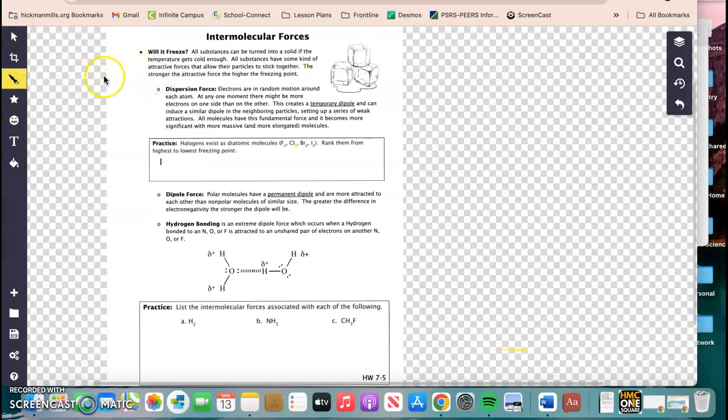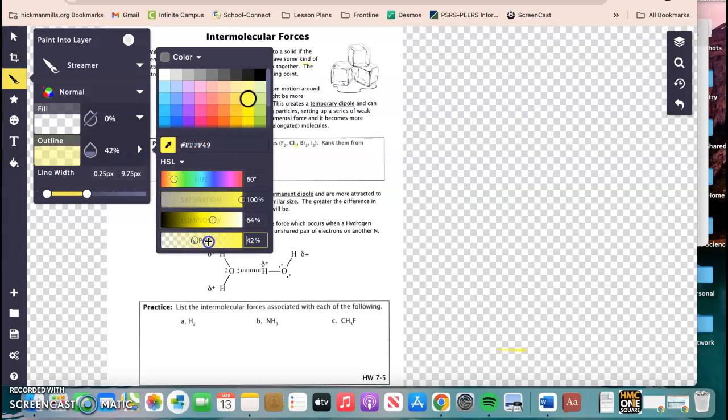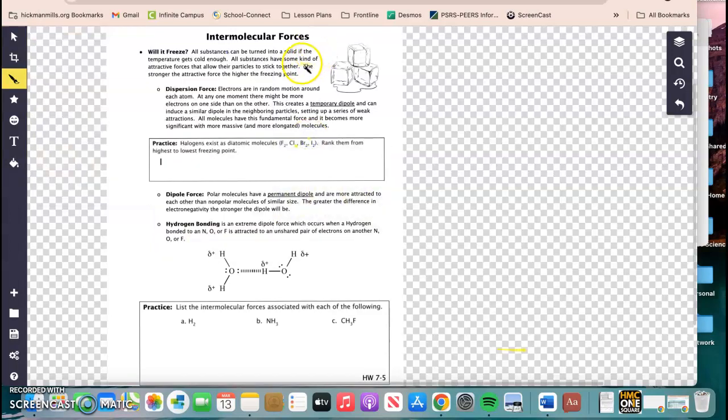And that is just what I'm highlighting here. So the stronger the attractive force, the higher the freezing point.